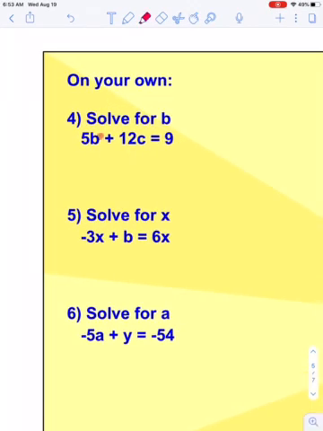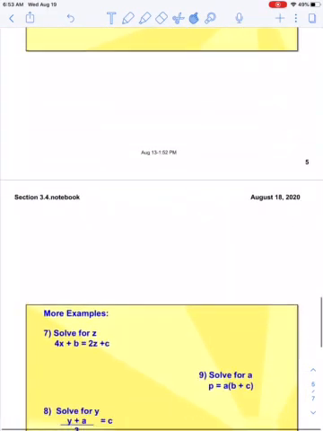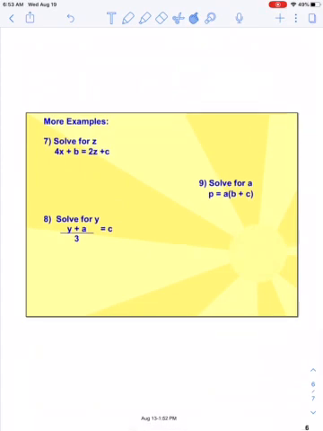All right, these 3, I want you to pause and go through and do these 3 on your own. You're solving for b, then you're solving for x, and then you're solving for a. Okay, be careful on the 5 because the x's are in multiple places, so you're going to have to get them together first. So I would move this minus 3x over to the other side by adding it over, okay? Once you're done with those, then you can resume, and we're going to finish these 3 together.